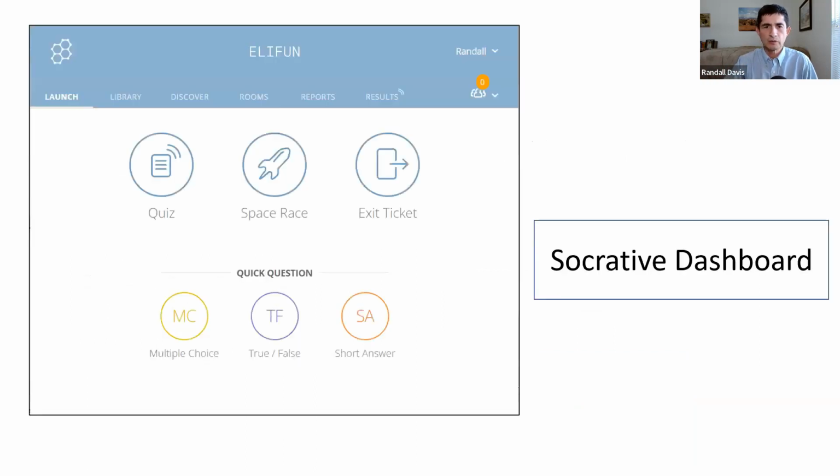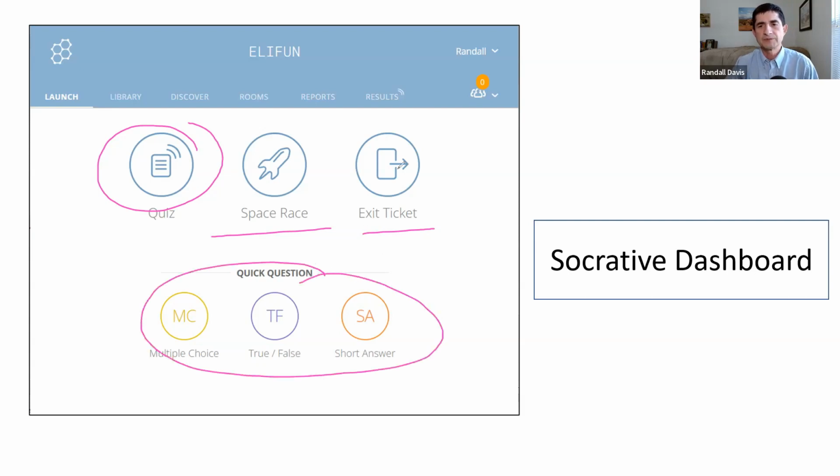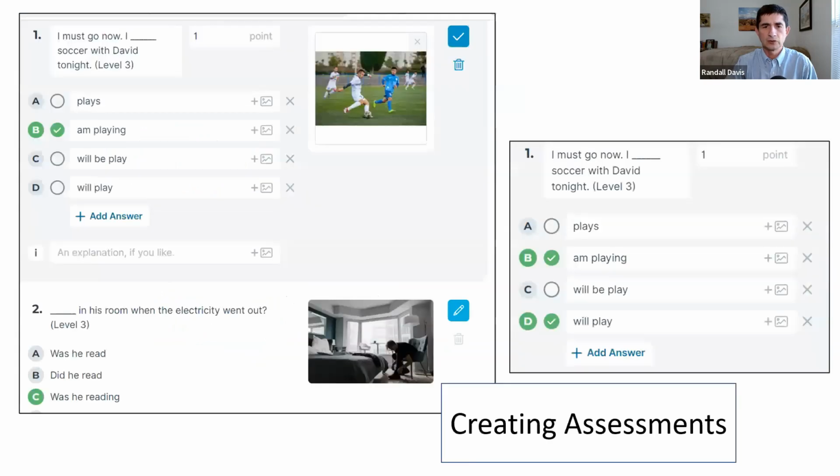So how does this work? Well, here is the Socrative dashboard. You see, for example, if you want to launch a quiz that you've already created, Space Race is a type of gaming. Exit Ticket might be something where you create one question: how well did you understand the lesson today? And then here are the different types of questions that you can create. So let me show you what it looks like.